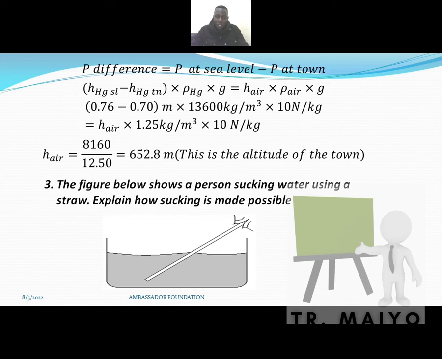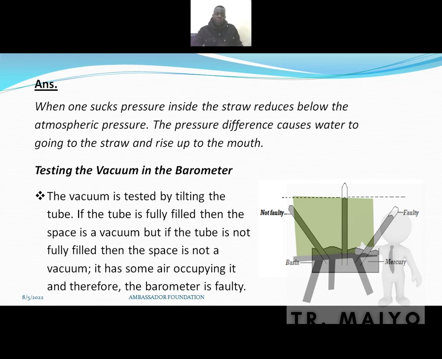Try to close the mouth of a bottle, then try to suck it. You will never get any, because there must be a space in that place to ensure that the atmospheric pressure pushes the liquid to rise up in the straw. When one sucks, pressure inside the straw reduces below the atmospheric pressure. That pressure difference causes water to rise up the straw.